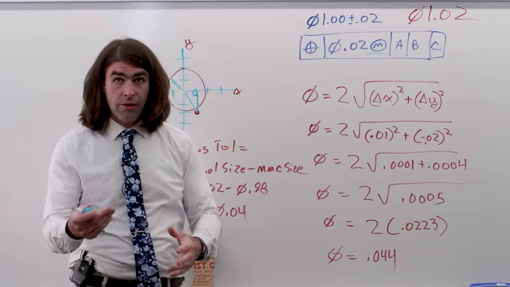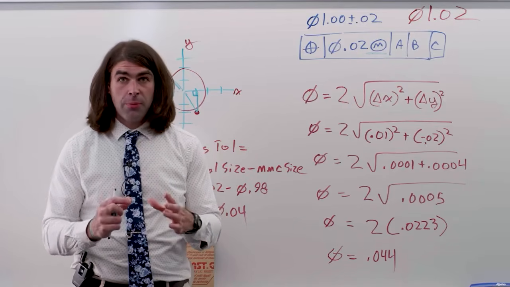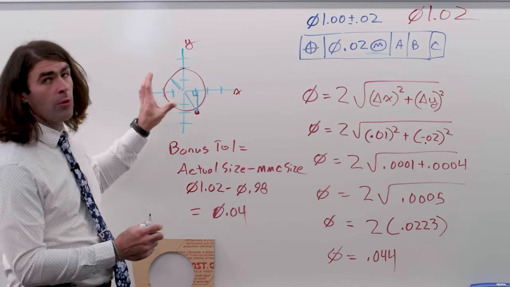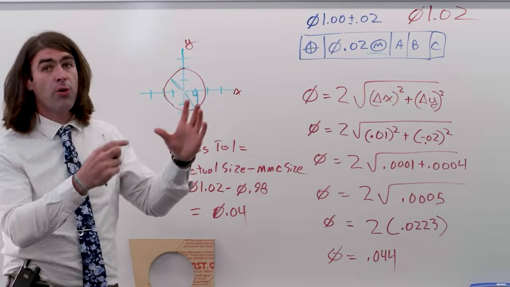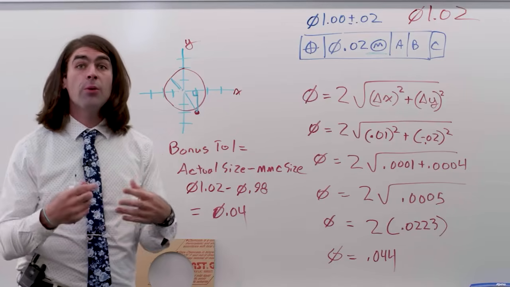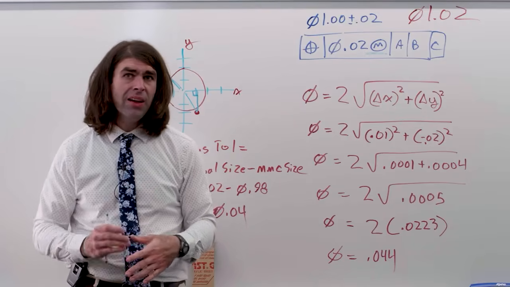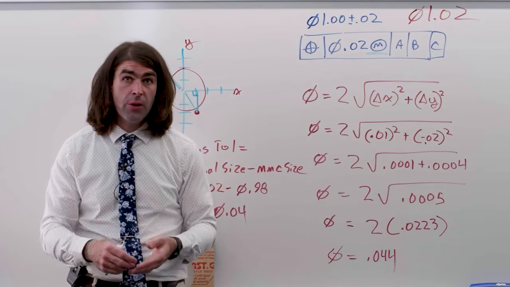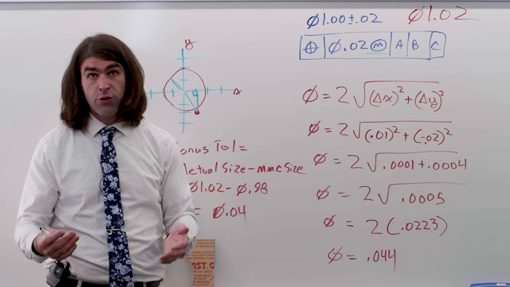Now, in another video, we'll talk about composite position. Basically, what composite position can do is release the requirement for the circle to be centered on the true position. It can kind of float around and get a best fit with several holes in a pattern. So I'm going to make a part 2 to this video. I think this is already getting pretty long, but this is the basics of true position.